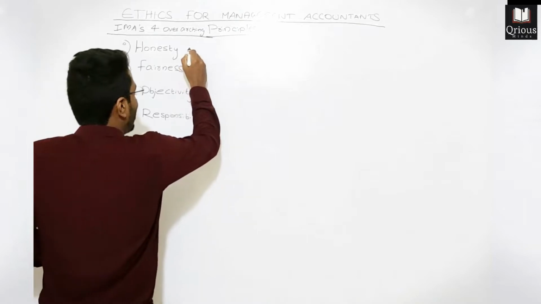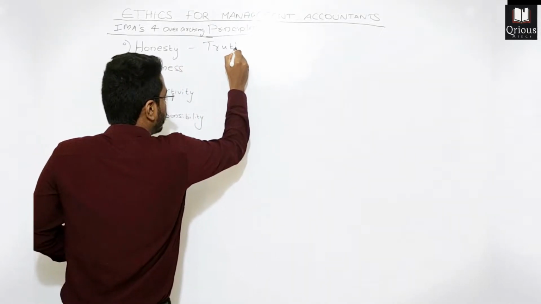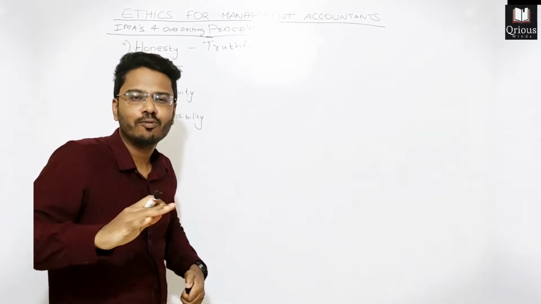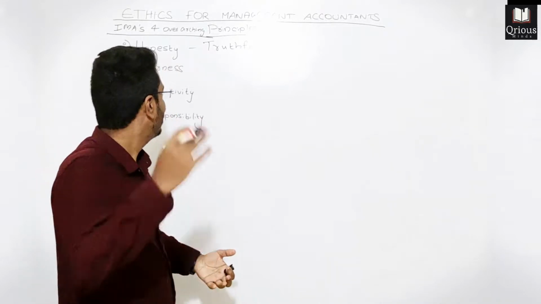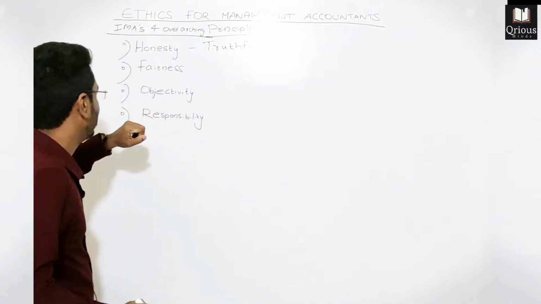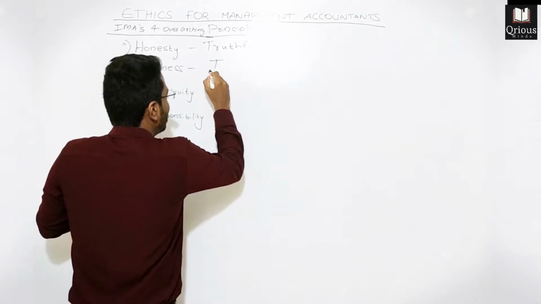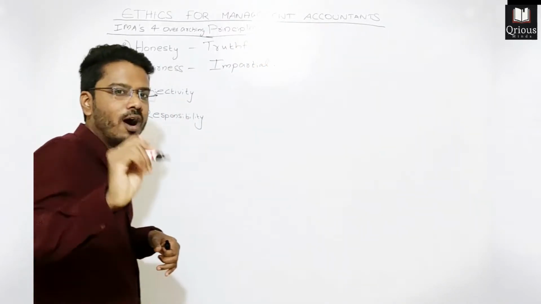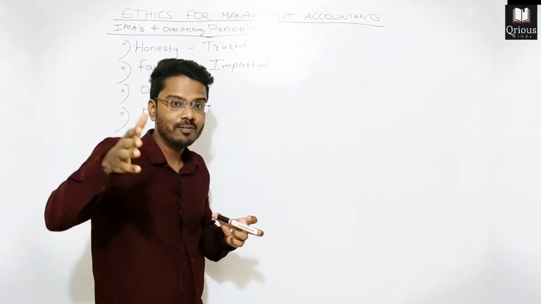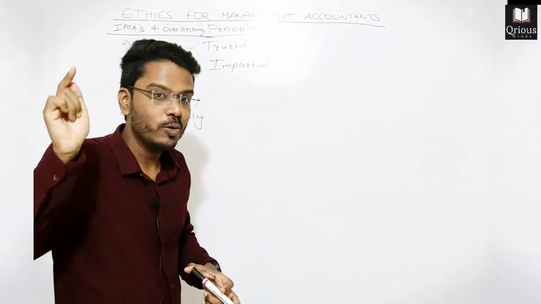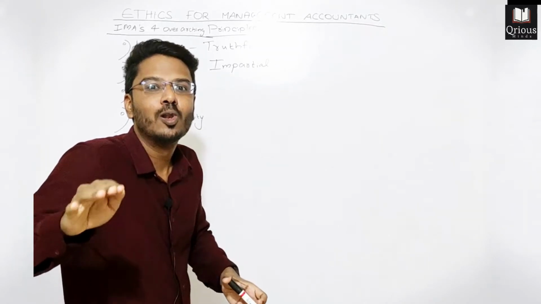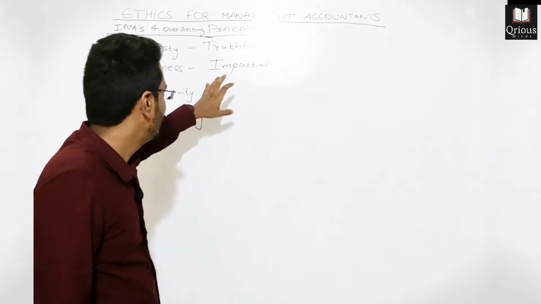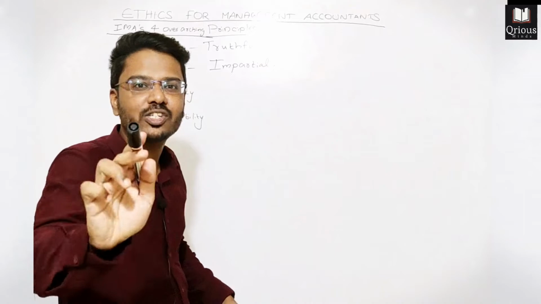Honesty simply means being truthful to your job or profession. You shall not commit any fraud. Freedom from deceit. That's what we mean by the honesty principle. Fairness means being impartial in your job. Let's say you are the manager of this company and your best friend works in that company. You cannot allow that person to log in late and log out early just because he is your best friend. So you need to be impartial. You shall not be partial to anyone.